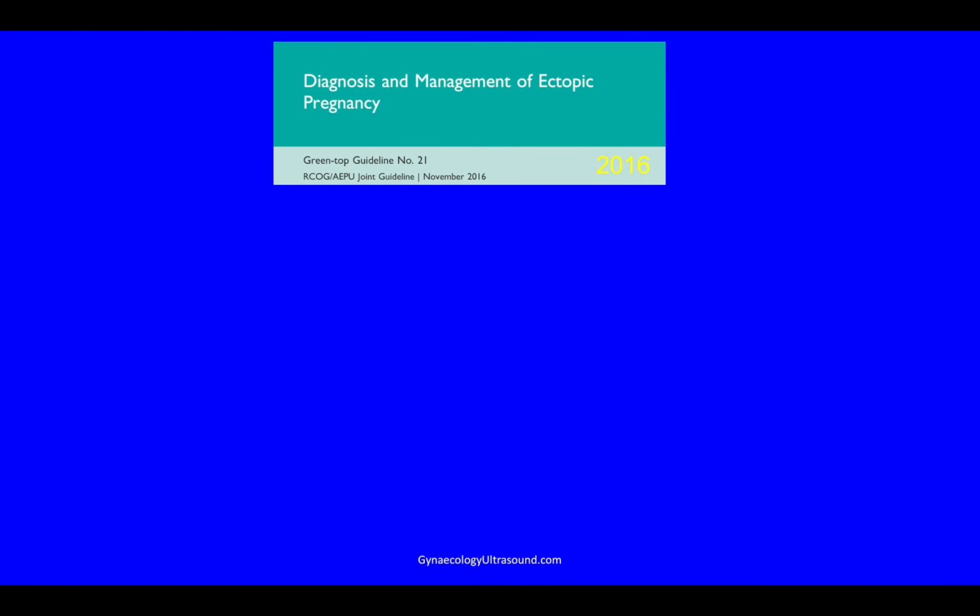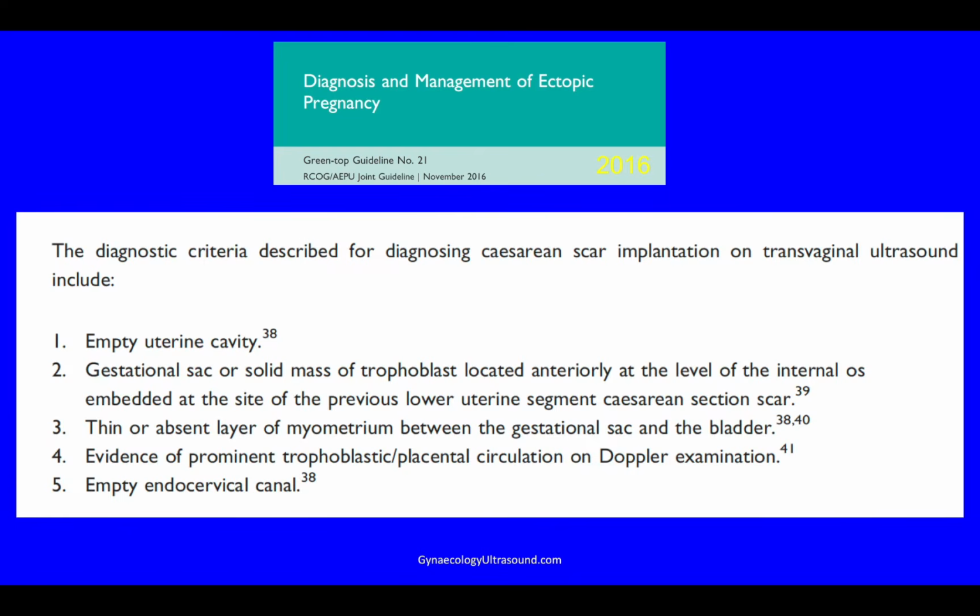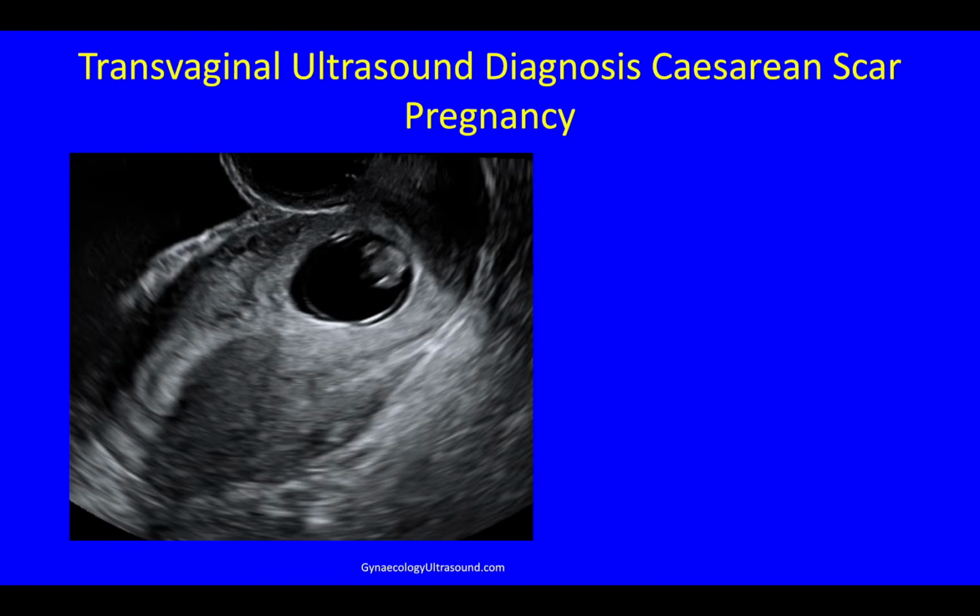In 2016 we got this green top guideline on how to diagnose scar pregnancies, and the criteria include an empty uterine cavity, then trophoblast embedded at the site of the previous section scar, with thin or no myometrium overlying it, prominent Doppler colour flow, and an empty cervical canal. And that's what it all looks like on this image.